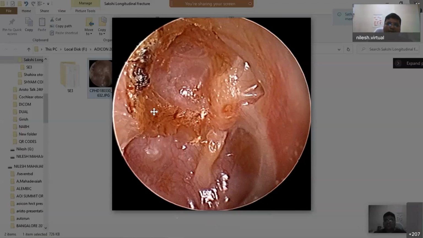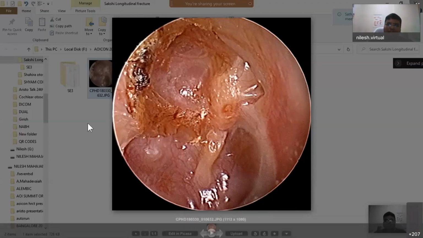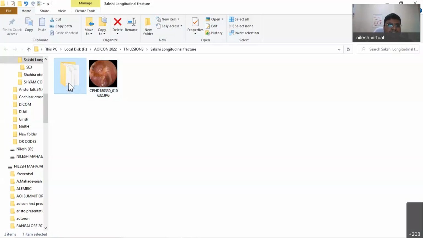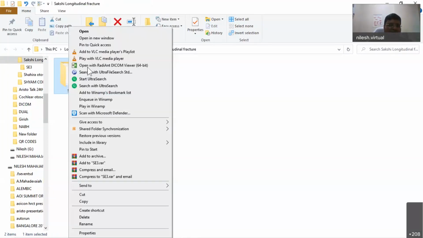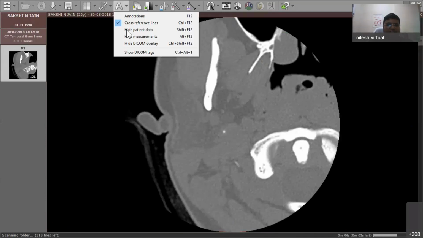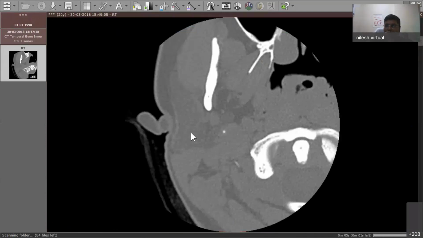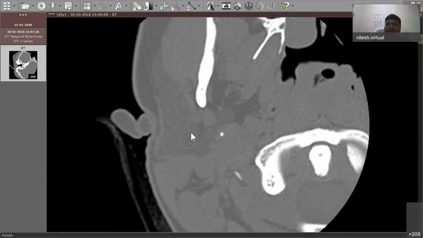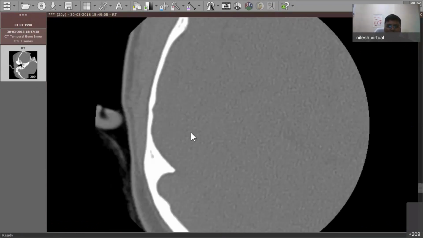Now you have to go and find in your CT scan whether it is correlating or not. That's how you learn to read the HRCT temporal bone. So now we'll open the scan and try to find out whether our CT scan is also showing the same thing or not. To find the incus, I will go directly to the epitympanum to find the ice cream cone.